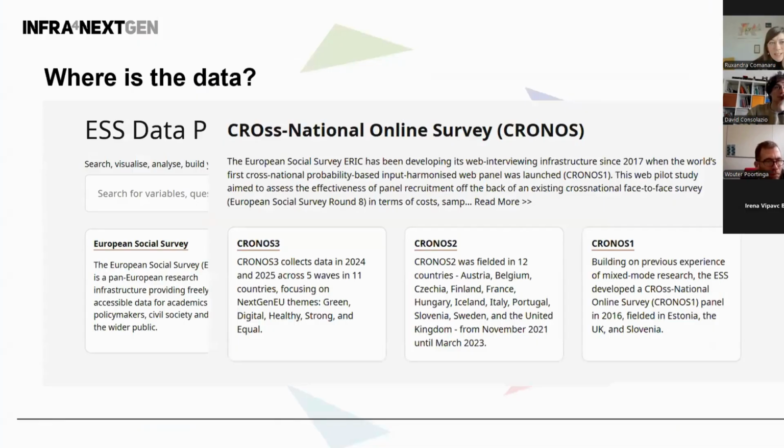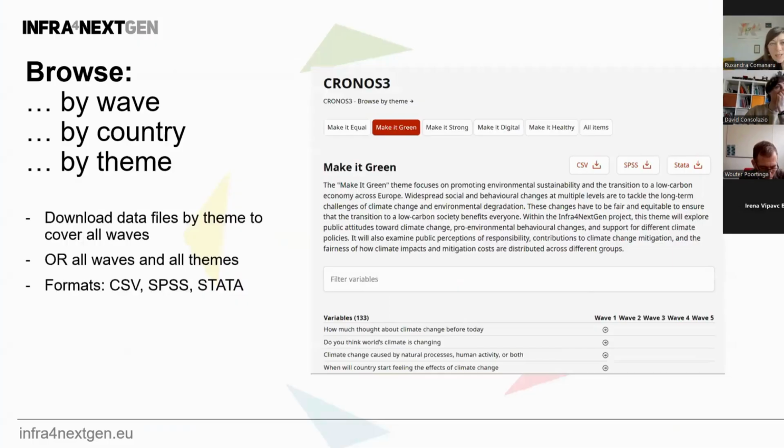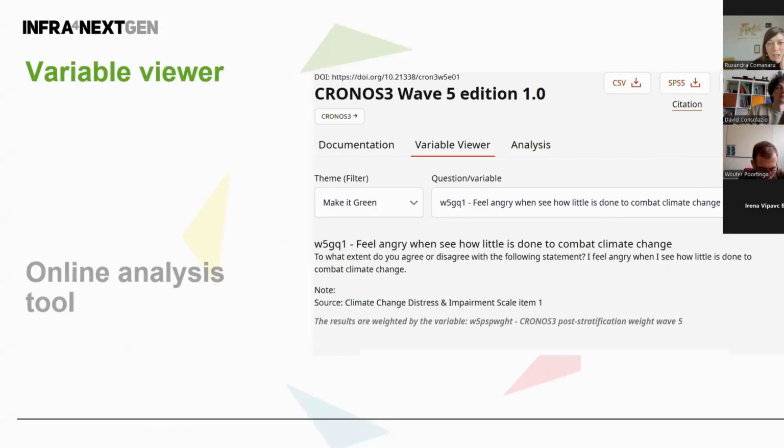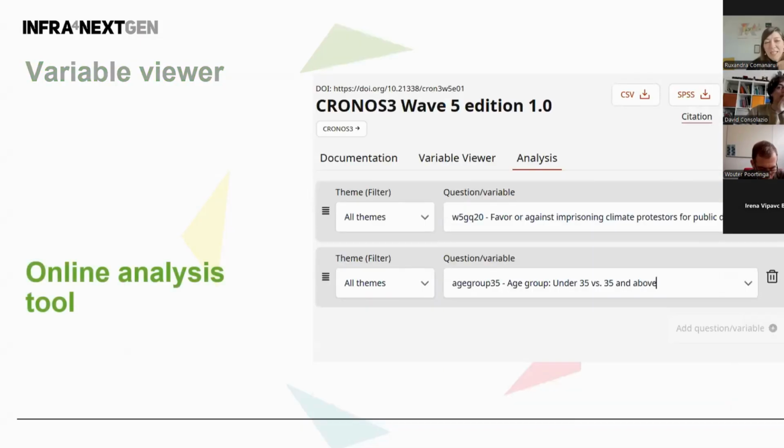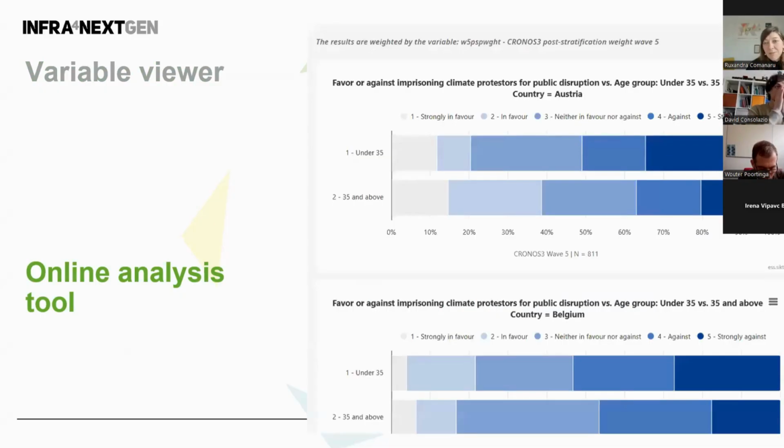So as I said, the data is on the ESS data portal. You click on Chronos and then Chronos 3. You can browse by wave, by country, by theme. You can download, I don't think I mentioned this, but you can download the data in CSV, in SPSS or Stata. You have the variable viewer where you can look at one item at a time or by country, or you can use the online analysis tool by comparing two different variables. Again, this is one of the things I do most of the time, the under 35 and over 35, but you can do different things as well.